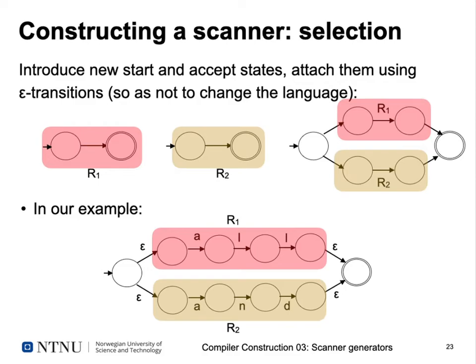The selection operation works similarly, so we introduce new start and accept states and attach them using epsilon transitions. We have two regular expressions, R1 and R2 again, and then we join them up by building an alternative selection. We start up here with an epsilon transition, up here, down here, and we join again to a new accepting state, again using epsilon transitions. In our example, we have R1 recognizing ALL and R2 recognizing AND. So we build a new start state using the epsilons here, we build a new end state using the epsilons, and we have a new regular expression that recognizes either the word ALL or the word AND.